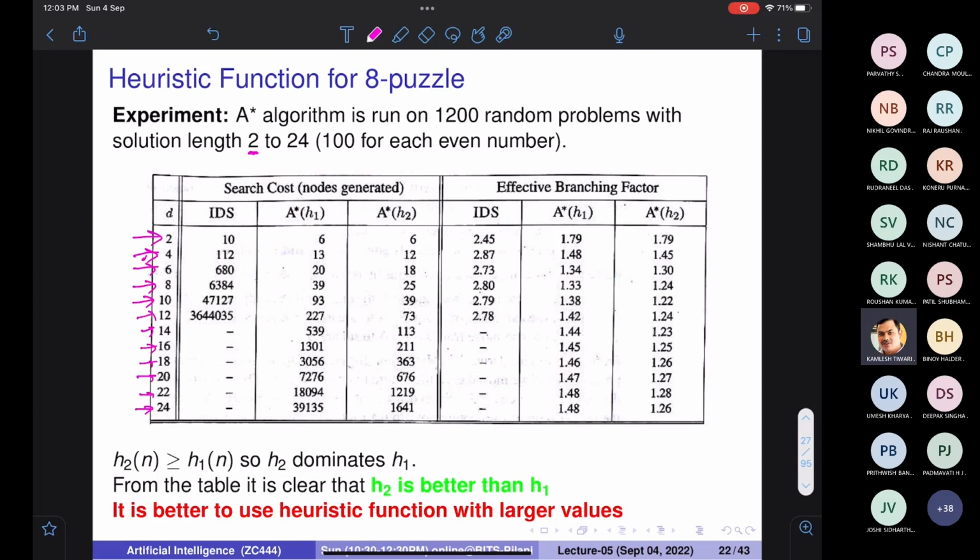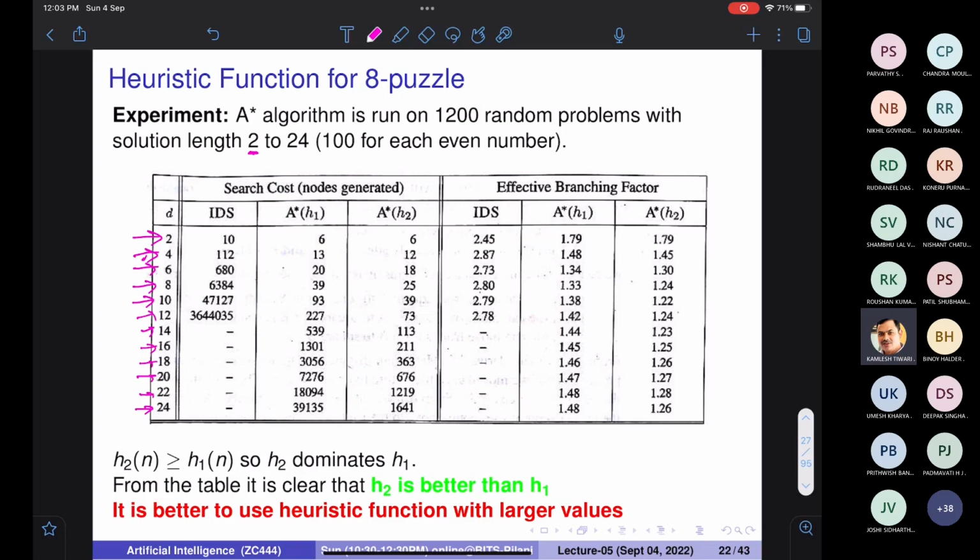Are you able to understand? How can I create a problem that has solution depth 2? Just slide two things. Now the solution is at depth 2. Okay? Yes or no? Two steps are needed, right? You just make it bad by two steps.